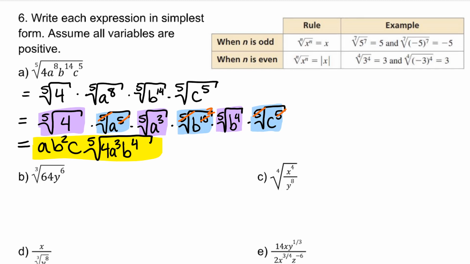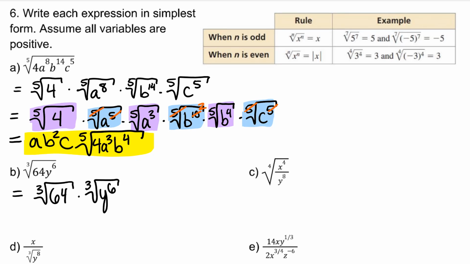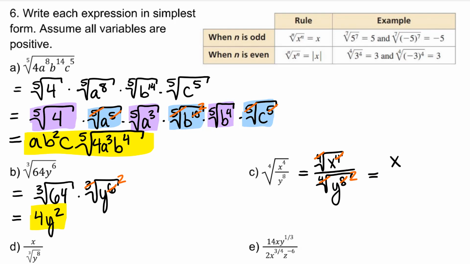Part B has only perfect cubes in it. I just separated them for us to see visually. The cube root of 64 is 4. The cube root of y to the 6 is y to the 2. This fourth root of a quotient could be rewritten as fourth root of the numerator over fourth root of the denominator. This will simplify to be x over y squared.